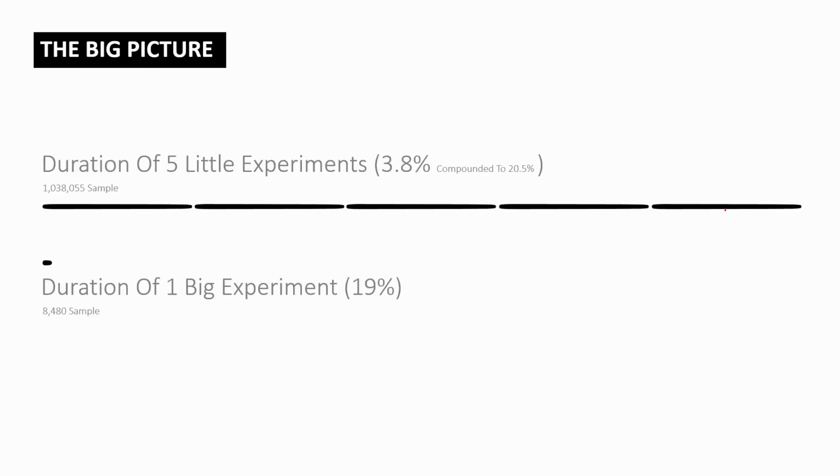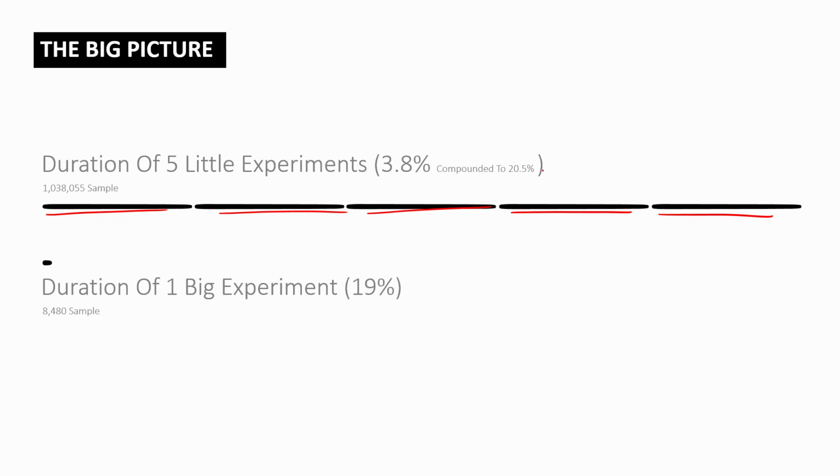Okay. If we put that into perspective, into the big picture of lining up 5 consecutive small 3.8 experiments, this is kind of to scale, and this shows comparatively that this is a long time. This is a lot of visitors that are needed to run these 5 small experiments versus that one smaller sample experiment that reaches for 90%.